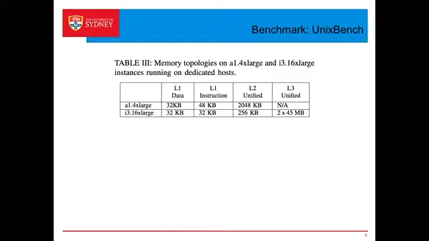Apart from the number of vCPU cores and the amount of memory, topology also has a significant impact on performance. In this table, we describe the memory topologies on both A1.4xlarge and I3.16xlarge. The A1.4xlarge instance has a larger L2 cache, but has no L3 cache. I3.16xlarge has a smaller L2 cache, but has an additional L3 cache.